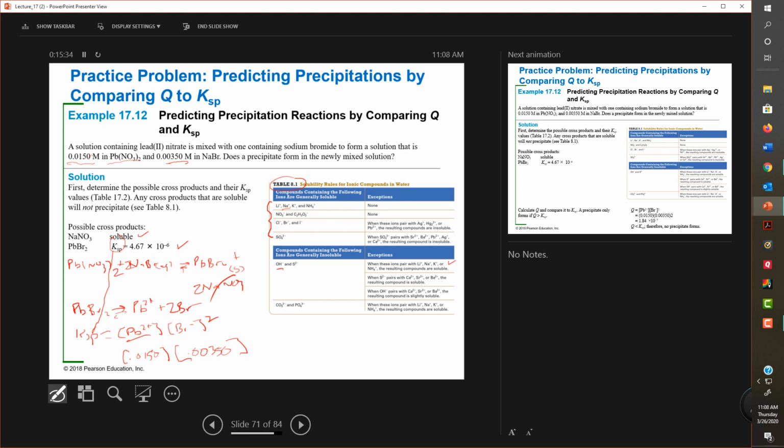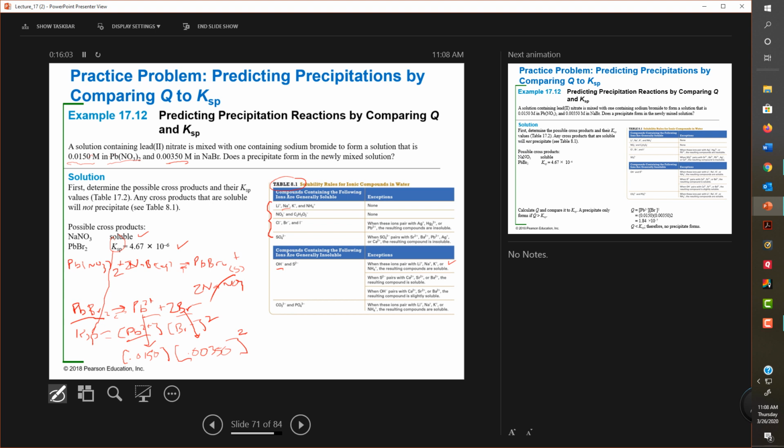No, because we're not starting with this lead II bromide and making this. We have this concentration of the bromide and we have this concentration of the lead II positive ion. Now, we do need to square this. But now what we need to find out is when we calculate this, that's going to be Q, because this is initial concentrations, not equilibrium.